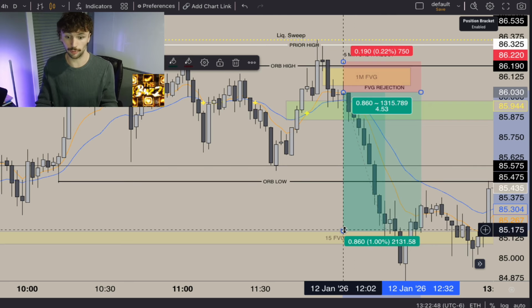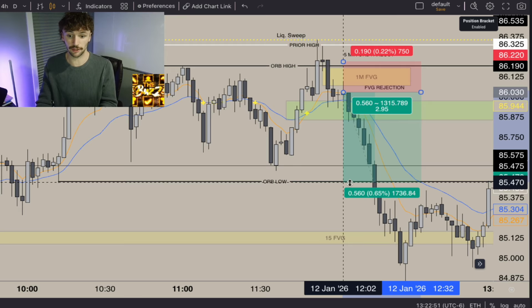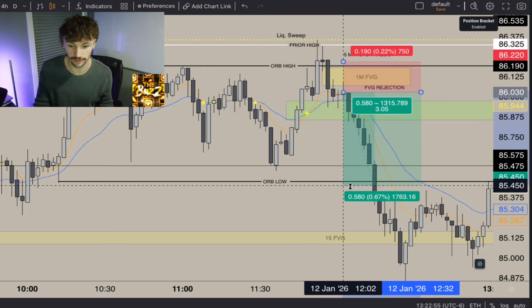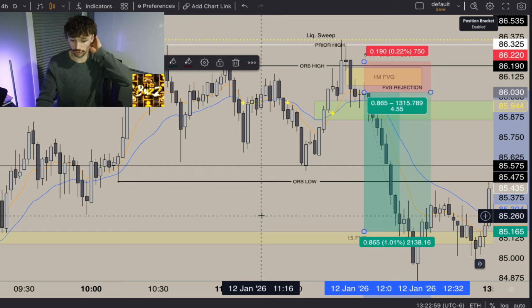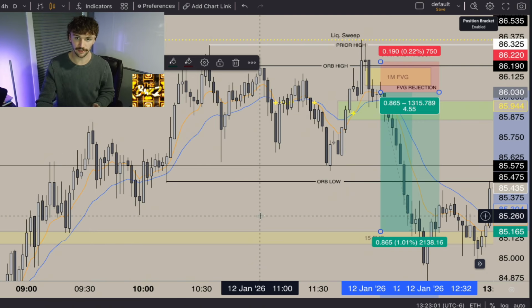Also, order block, another point where we know price can bounce out of pretty easily. 2.95 risk reward. Take your profits if you need to. And at the 15-minute fair value gap, which is what our target was for this play, that is the only thing that I cannot help you with. Your targets are going to be different every single time.